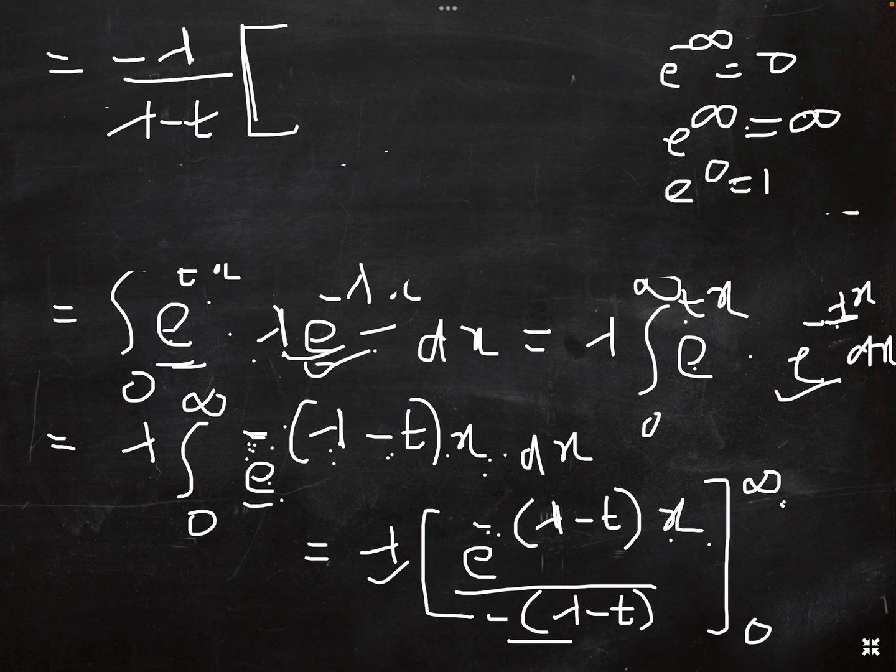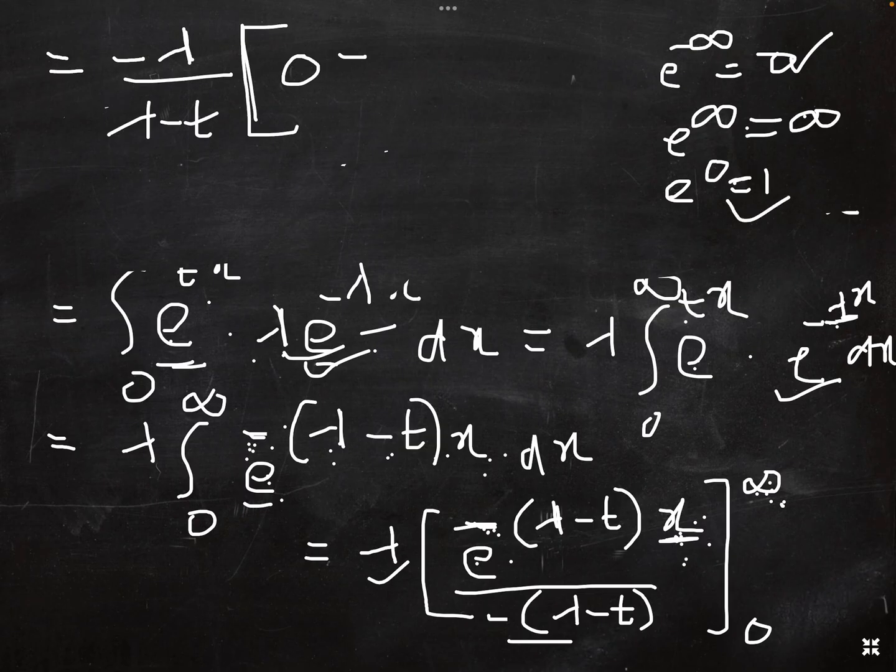Okay, here put x is equal to infinity. So infinity into this minus, we get e raised to minus infinity. Okay, e raised to minus x, put x is equal to infinity, so we get e raised to minus infinity. So the answer is e raised to minus infinity is 0. 0 minus, put x is equal to 0, so we get e raised to 0, and e raised to 0 is 1.